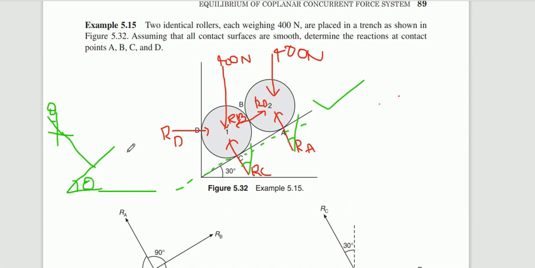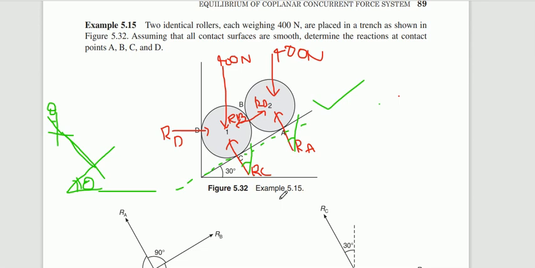So any plane that makes an angle theta with respect to the x-axis, and the perpendicular drawn to that plane, which is what RA and RC are, makes the same angle theta with respect to the y-axis. That means the inclination of RA and RC with respect to the y-axis is 30 degrees. Is it clear? Yes, ma'am.